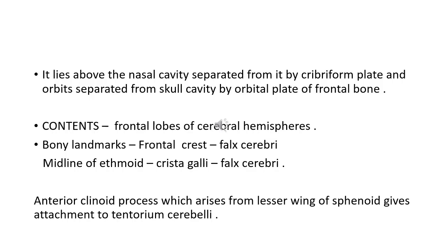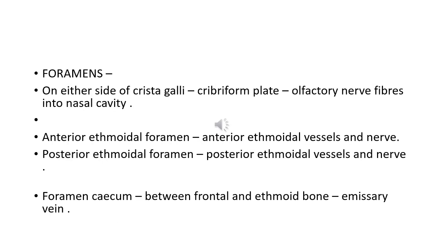First is frontal lobes of cerebral hemispheres. As we all know about the cerebral hemispheres, only frontal lobe lies in the anterior cranial fossa. There are a few bony landmarks such as frontal crest that gives attachment to the falx cerebri, and midline of the ethmoid, that is crista galli, that again gives attachment to the falx cerebri. There is also an anterior clinoid process which arises from the lesser wing of sphenoid, and it gives attachment to the tentorium cerebelli.